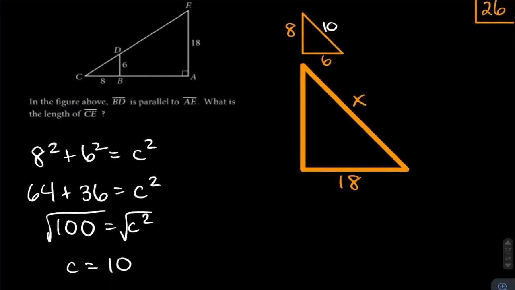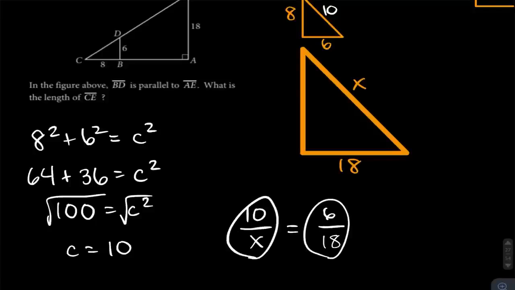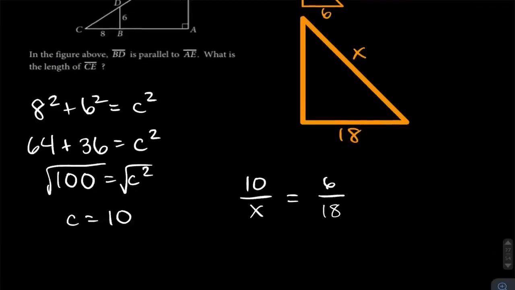So now what we can do is set up that ratio. 10 over x is equal to, well, we could just use the sides we know, 6 and 18. 6 over 18. Now you can probably tell just from looking at this what x is going to be. x is going to be 30, because this is 1 over 3, and so this would have to be 1 over 3, and to have that, x would have to be 30.